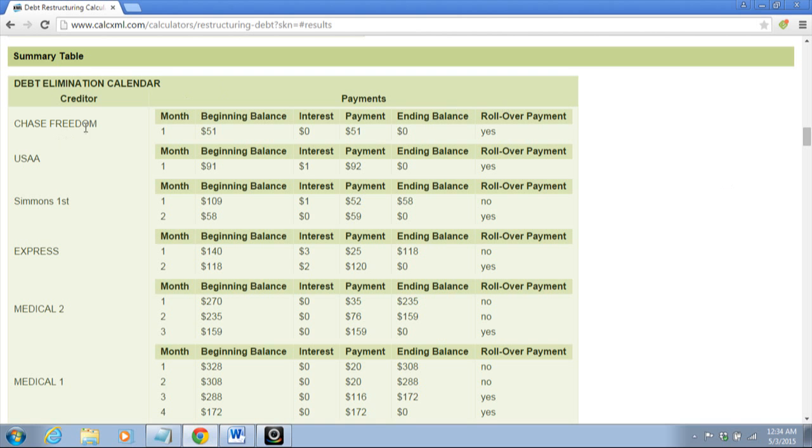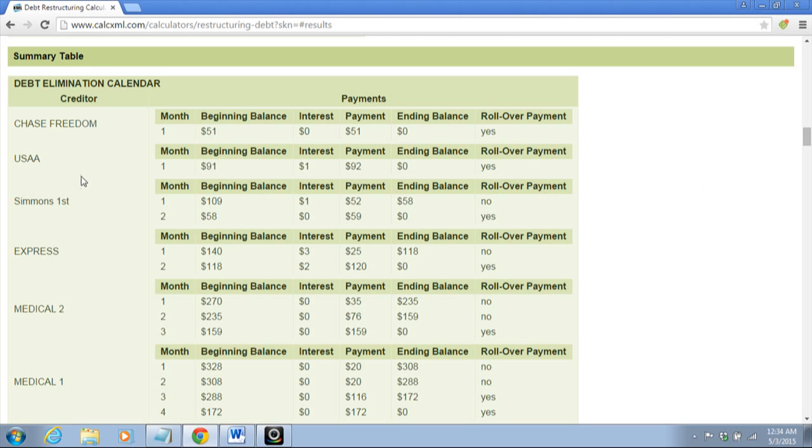For instance, once you pay your Chase bill, beginning balance $51, interest payment, you go ahead and make a $51 payment and knock that right on off. So in month one, you go ahead and pay off Chase Freedom. You highlight it. Okay, month one, USAA, you go ahead and pay $91. Make a payment of $92. Then you're able to highlight that off. You just knocked that off. You just knocked off 2 debts with the first month's payment.